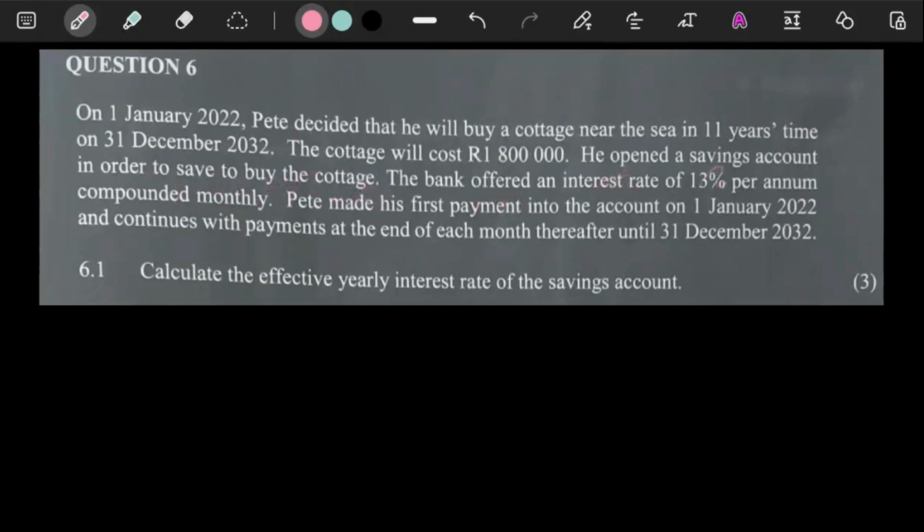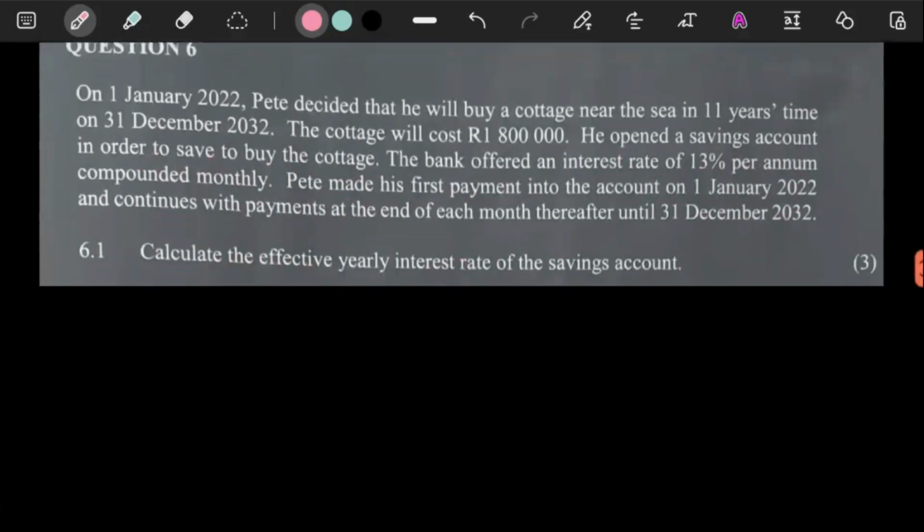The bank offered an interest rate of 13% per annum compounded monthly. Pete made his first payment into the account 1 January 2022 and continues with payments at the end of each month thereafter until December 2032. Calculate the effective yearly interest rate.